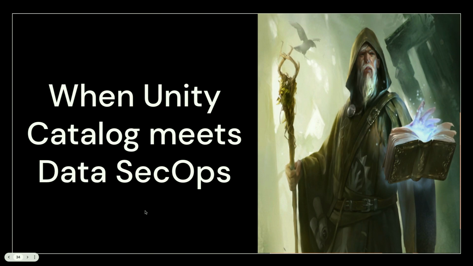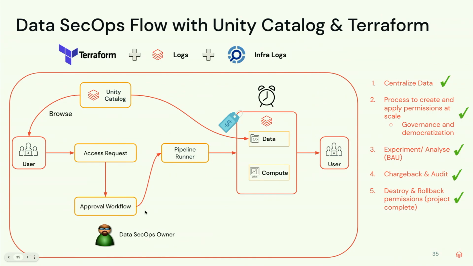All right. So now tying this together in the Data SecOps flow that we were having a look at is, so when Unity meets Data SecOps, it's actually magic, right? You're able to now centralize your data. Now you have a process and framework to actually create and apply permissions at scale, and you're able to provision ephemeral compute environments for users to experiment and analyze data, users who want to be self-service. And now you have a mechanism to charge back and audit, and you also have an automated mechanism to destroy and roll back permissions as well. So that is possible with Unity, with Terraform, and with system logs and infrastructure logs if applicable.